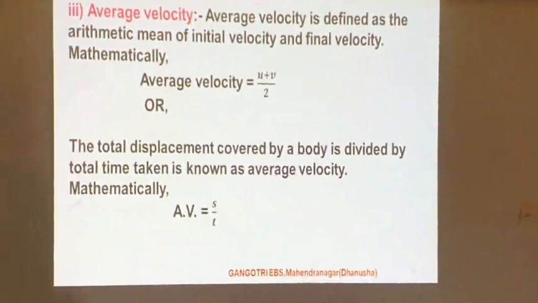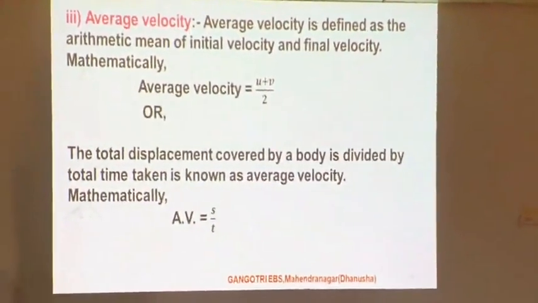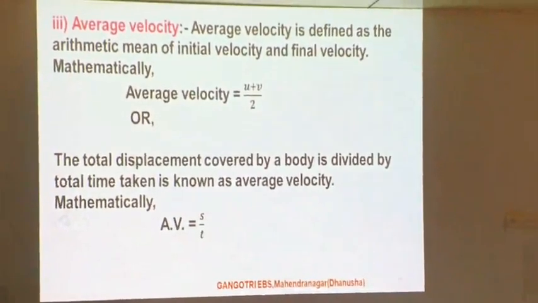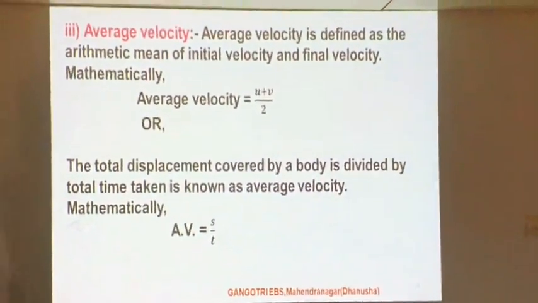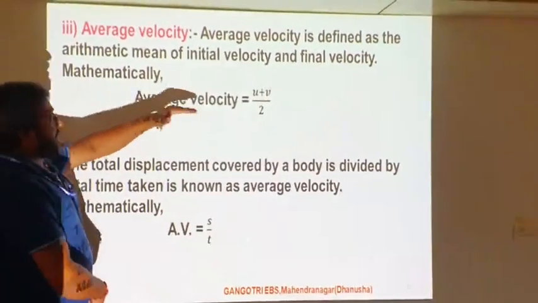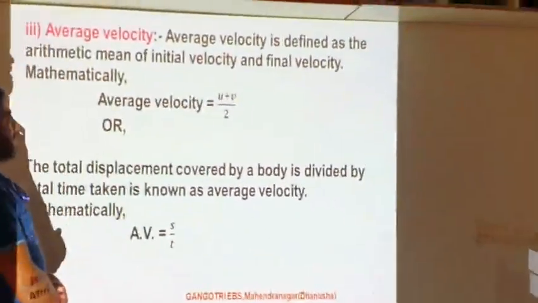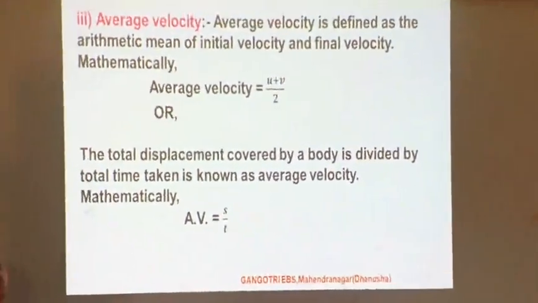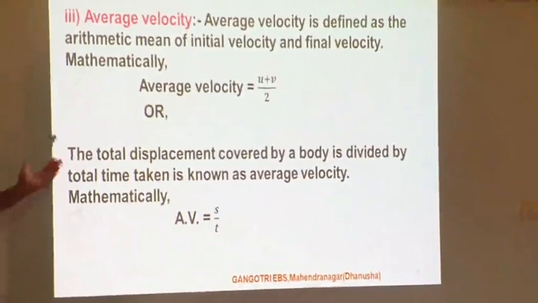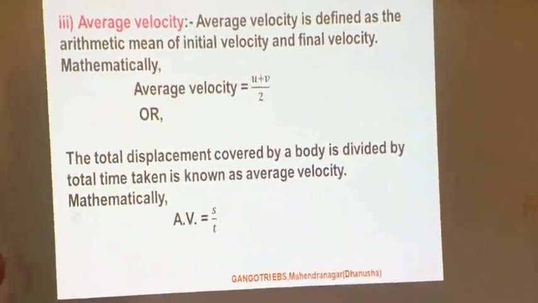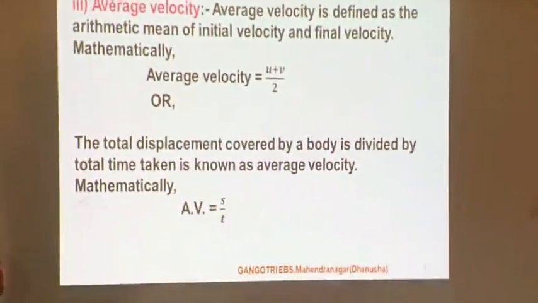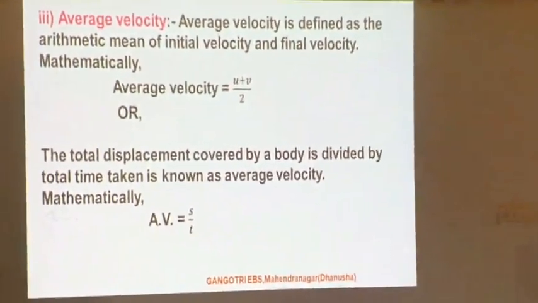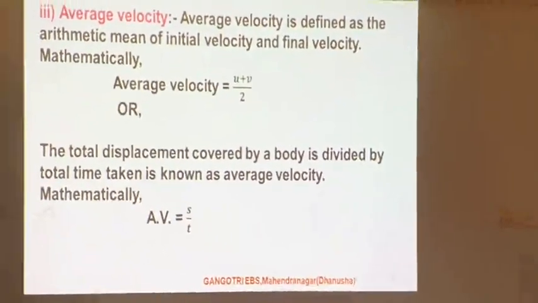And there is average velocity. Average velocity is defined as the arithmetic mean of initial velocity and final velocity. Average velocity means initial velocity plus final velocity, divided by 2. That is the formula. The definition is: the total displacement covered by a body divided by the total time taken is known as average velocity. V average is equal to S by T.